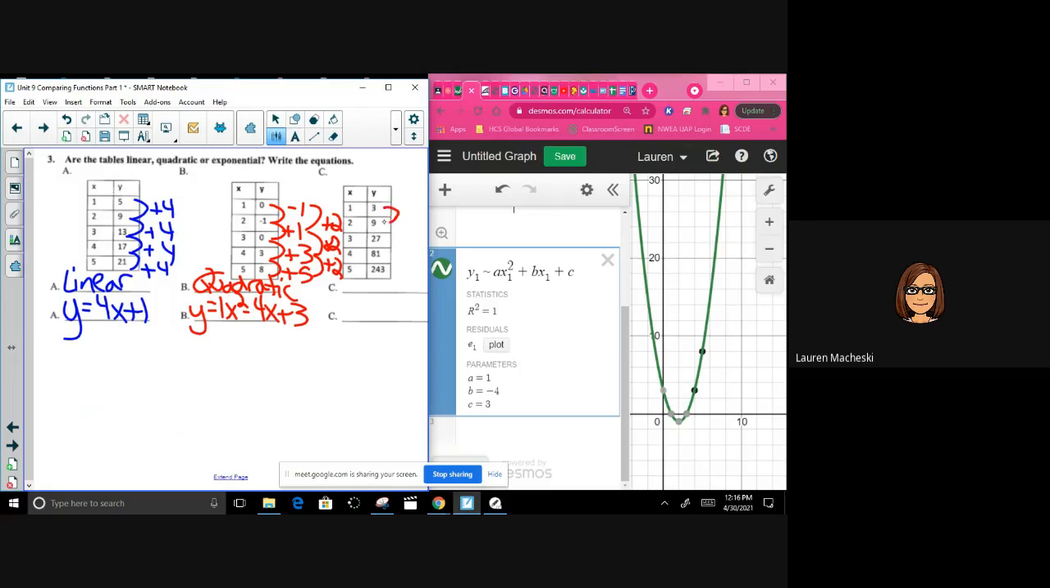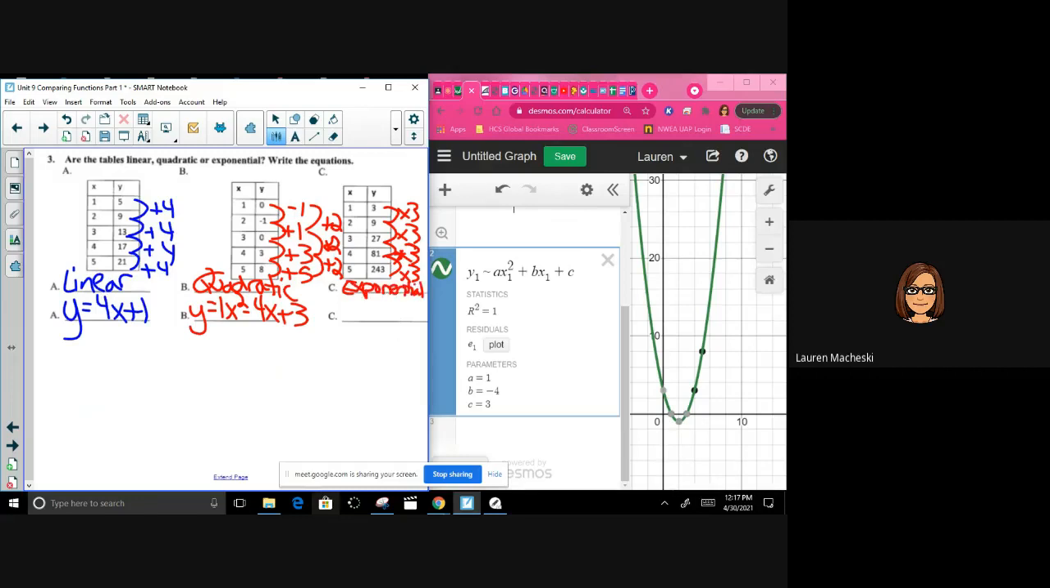3 to 9. What am I multiplying 3 by to get to 9? 3. If you do 9 times 3, you get 27. If you do 27 times 3, you get 81. And 81 times 3 is 243. So you're multiplying every time. That's exponential.